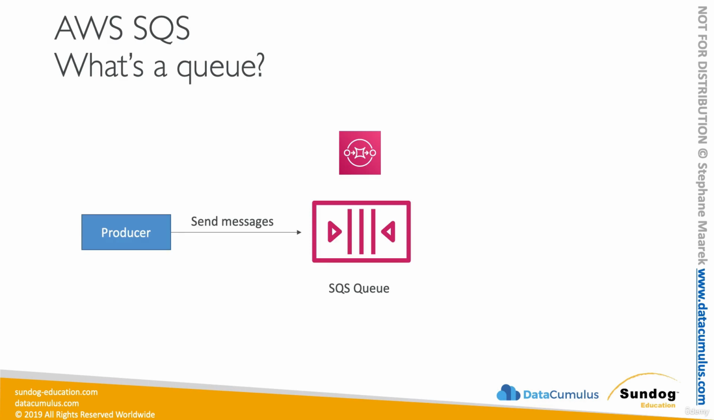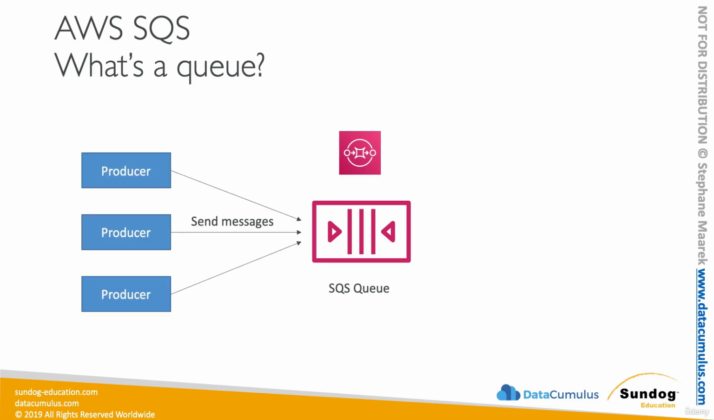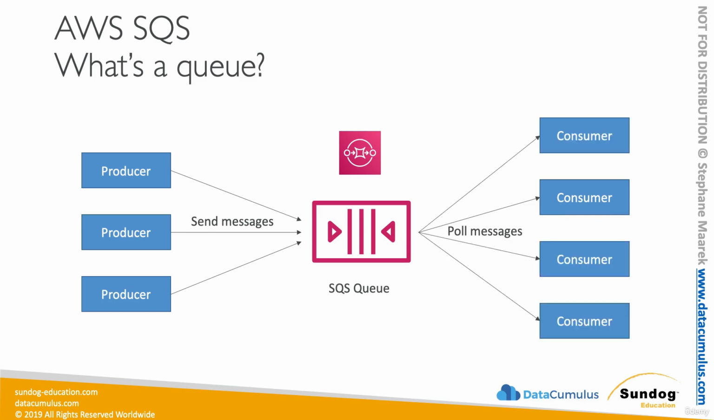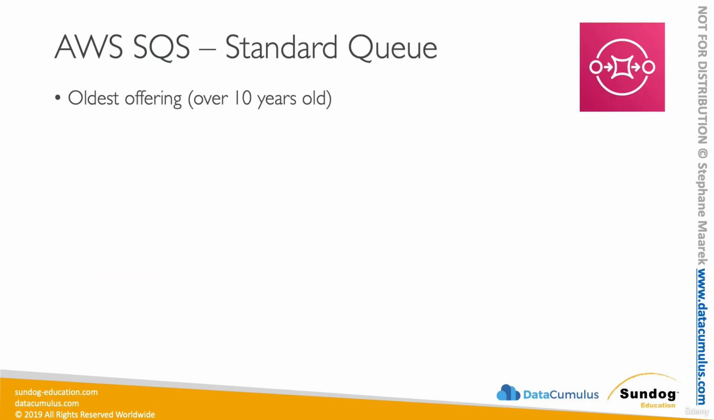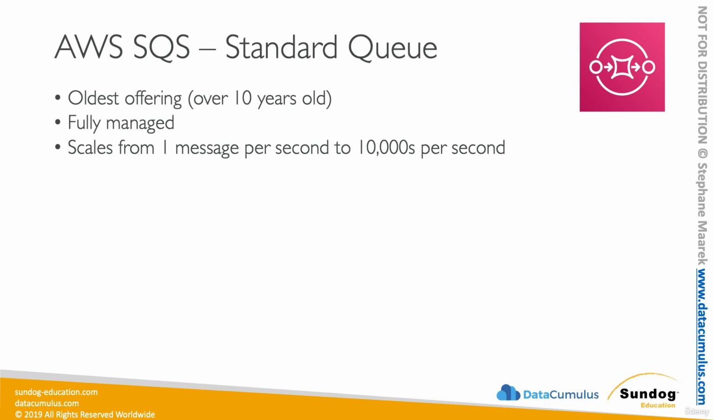SQS is a queue, and producers will send messages to the SQS queue, and a consumer or consumers will pull messages from that queue. That's basically how a queue works. Now, that looks very similar to Kinesis, but it's actually very, very different. SQS is AWS's oldest offering, over 10 years old. It's fully managed, and it will scale automatically from 1 message per second to 10,000 per second. There's no limit to how many messages per second you can send to SQS.